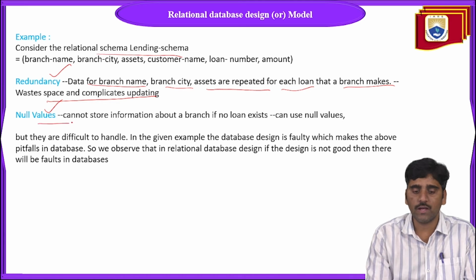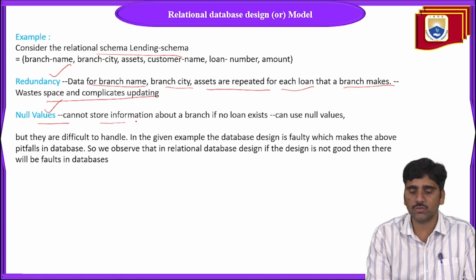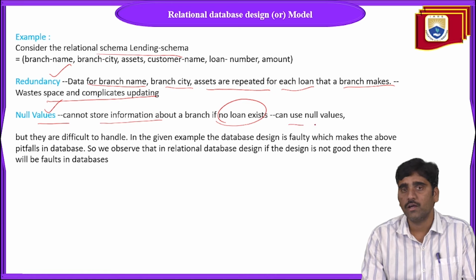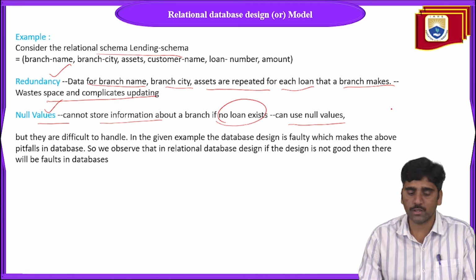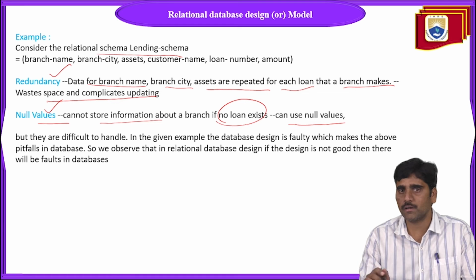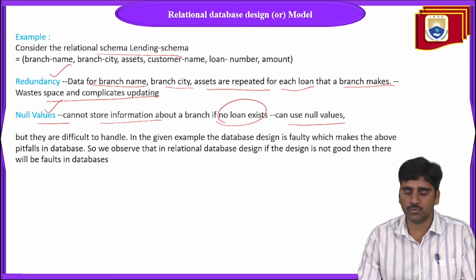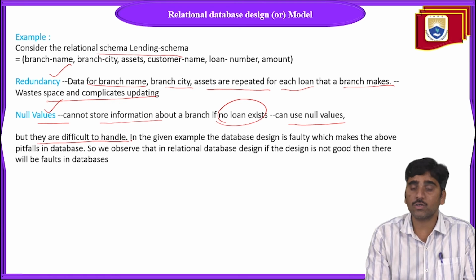And the second one, null values. Null values cannot store information about a branch if no loan exists. So they can use null values also. But by providing a null value on a particular item, it indirectly wastes some space. And they are difficult to handle.